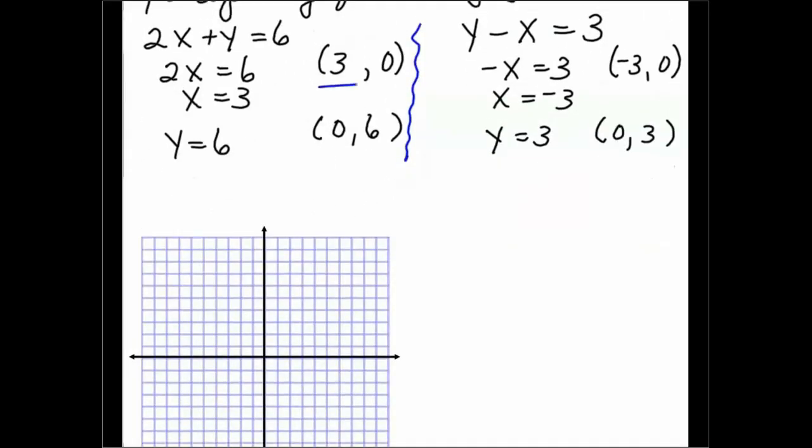So the first line we'll graph in blue. We have the ordered pair 3, 0, and then 0, 6. Graphing that line as carefully as you can, because if you don't graph carefully, it might be hard to read your answer. The second line we'll graph in red, negative 3, 0, 0, 3.